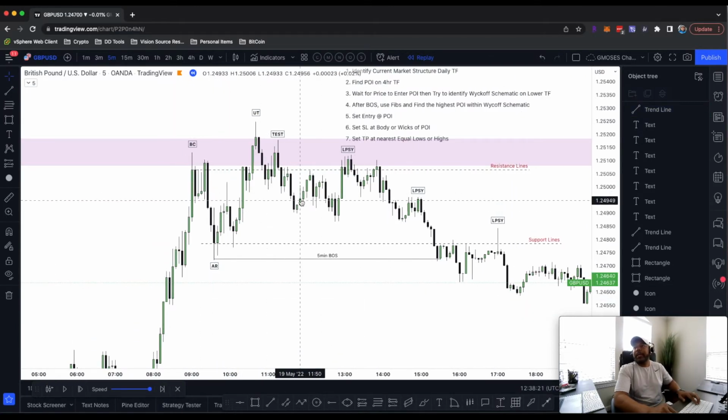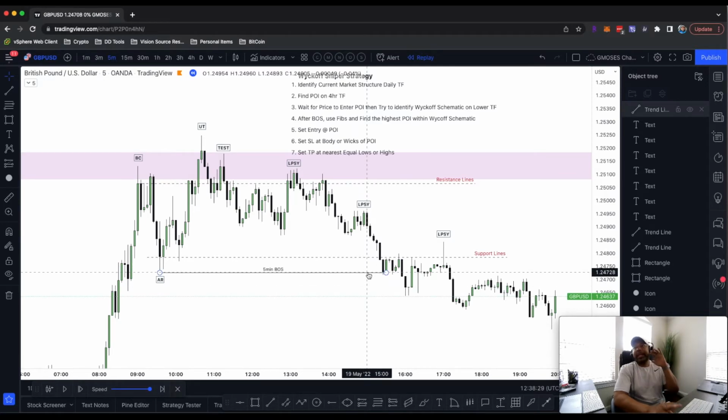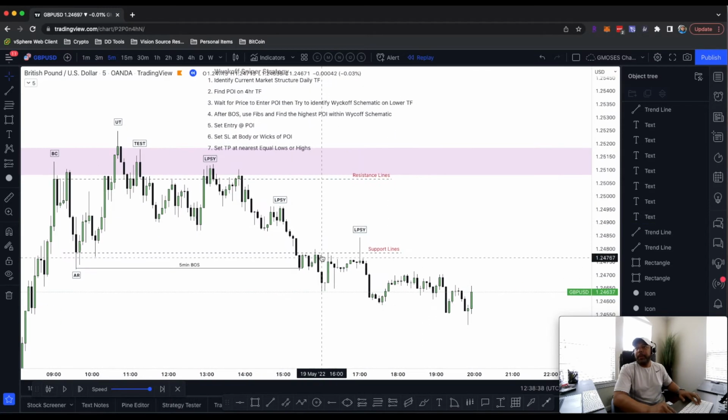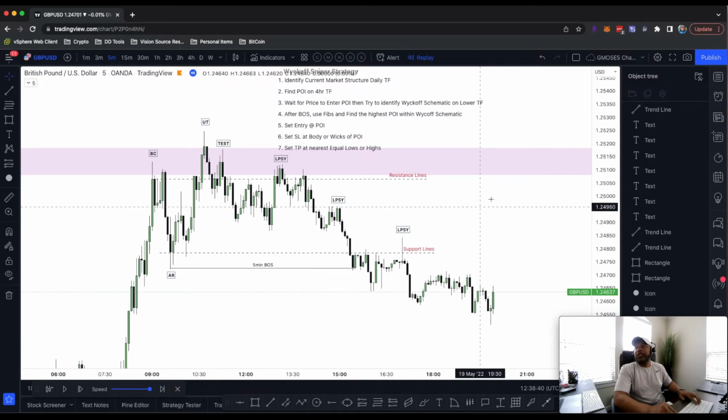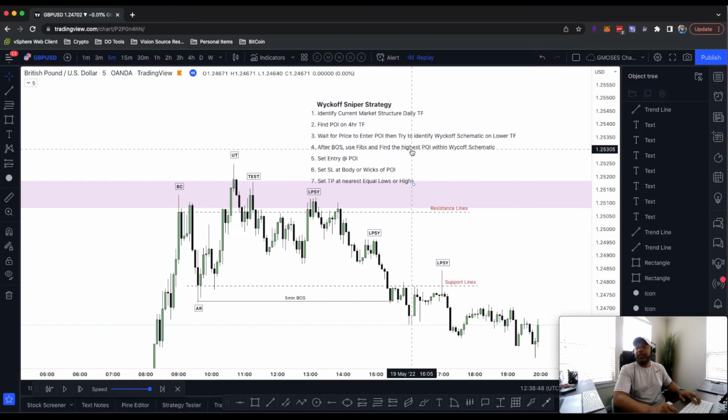Now with the schematic that we have, as we can see, price came from the downside, gave us a buildup, and then it started to dip off. So this particular schematic is a distribution. This is the distribution schematic we're looking at currently. All right, so from there, what does the strategy say? After your break of structure, use the fibs and find the highest point of interest within your Wyckoff schematic.